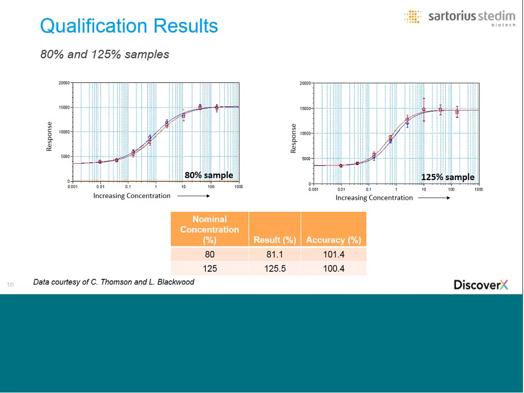And this is another example of data from this qualification study where they were evaluating the 80% and the 125% samples. And again, what you see is the excellent accuracy in the table at the bottom of the graph, where there was a less than 2% difference in the 80% concentration obtained with these cells.